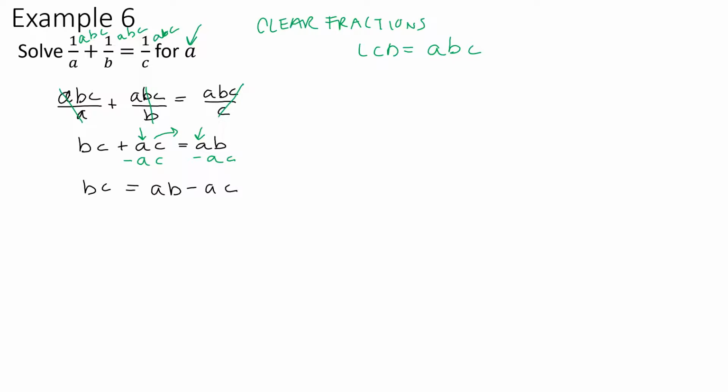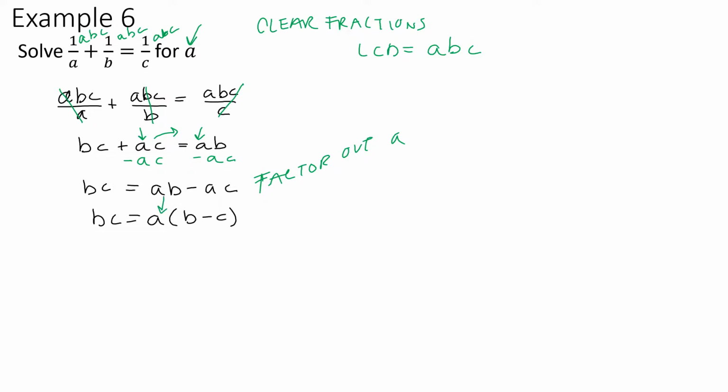So both terms on the right-hand side have an a on them, and the term on the left does not have an a on it. So I'm solving for a, and a is in two different terms. So what I want to do is factor out the a from the right-hand side. If I factor out an a from the right-hand side, I'm left with b minus c. So that gives me an equation of bc equals a times the quantity b minus c.